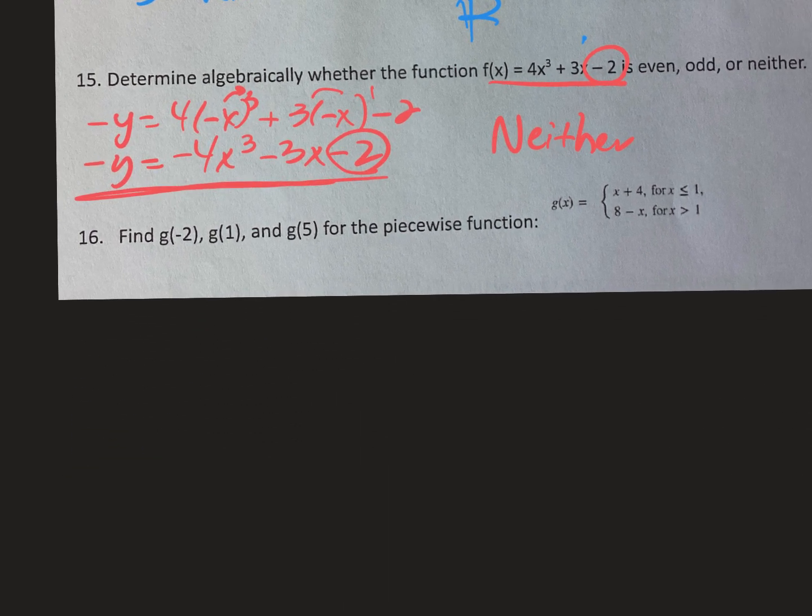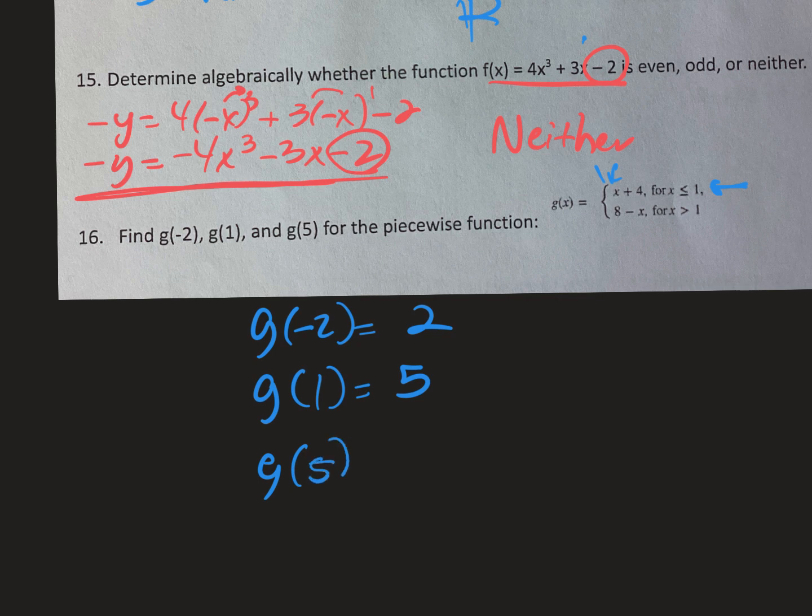All right, last set here, last number. Says find g of negative 2. To find that, I got to figure out where negative 2 goes. Well, negative 2 is less than 1. So I'm going to plug it in right there. Negative 2 plus 4 is positive 2. I got to plug in 1 next. 1 is equal to 1. That says x is less than or equal to 1. So I'm going to plug the 1 in the same place. 1 plus 4 is 5.